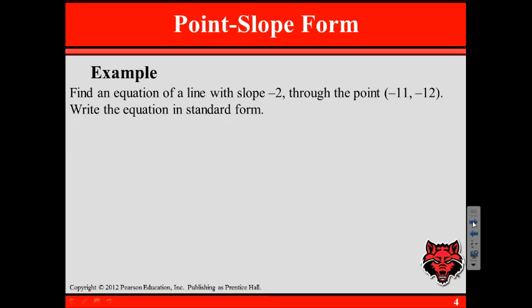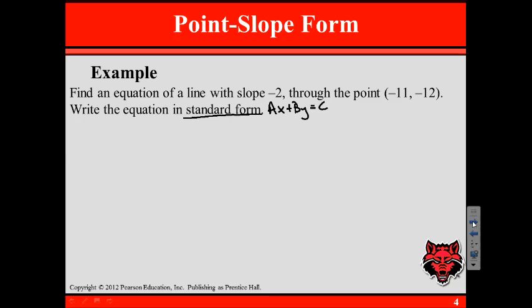Find an equation of a line with the slope -2 through the point (-11, -12). Write the equation in standard form. This is the third form of lines that we've seen before, and the standard form is ax plus by equals c. Essentially, this means we want x and y on the left-hand side of the equation and our constant to be on the right-hand side.